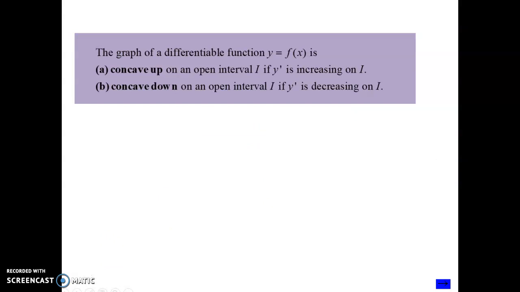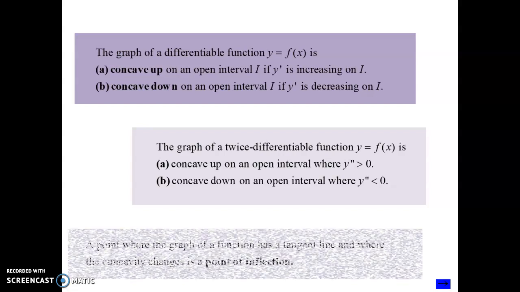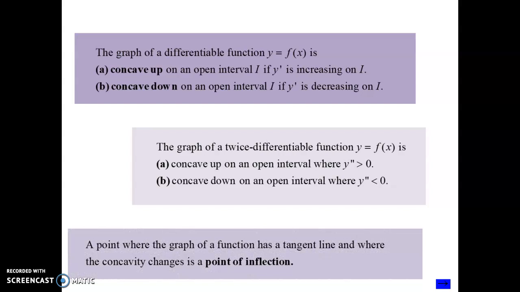So the graph of a differentiable function y equals f of x is concave up on an open interval I if the derivative is increasing on that interval, or concave down on an open interval I if the derivative is decreasing on that interval. The graph of a twice differentiable function f of x is concave up on the open interval where the second derivative is positive, and concave down where the second derivative is negative. A point where the graph of the function has a tangent line and where the concavity changes is called the point of inflection.